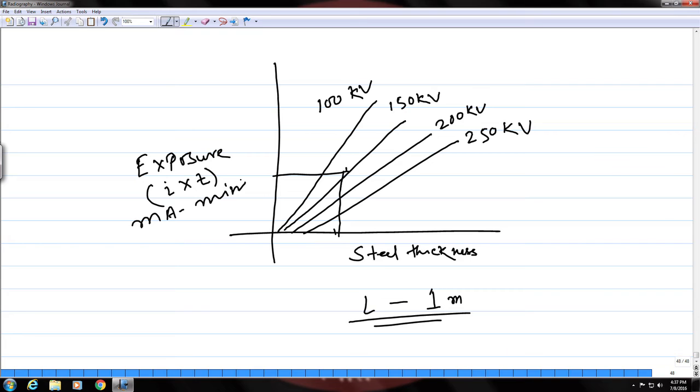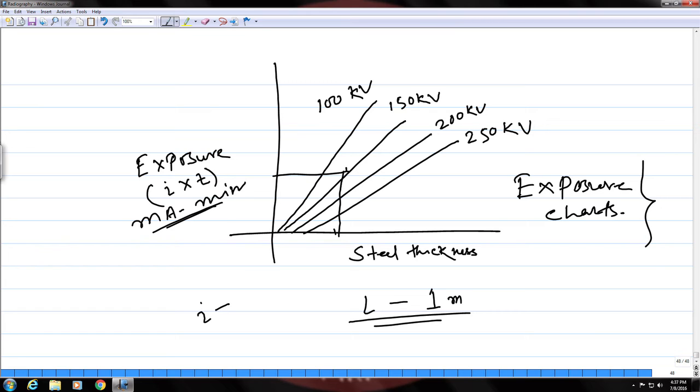Okay. So, this exposure could be in terms of milliamps minute or milliamps second, and this tube current is already known. It is generally in the range of 5 to 10 milliamps for most of the machines. Okay. And once you know this, then you simply divide this by the tube current, and from that you will get the time. Okay. So, this is how, based upon these exposure charts, you have to first decide the exposure time for a given material of a particular thickness.